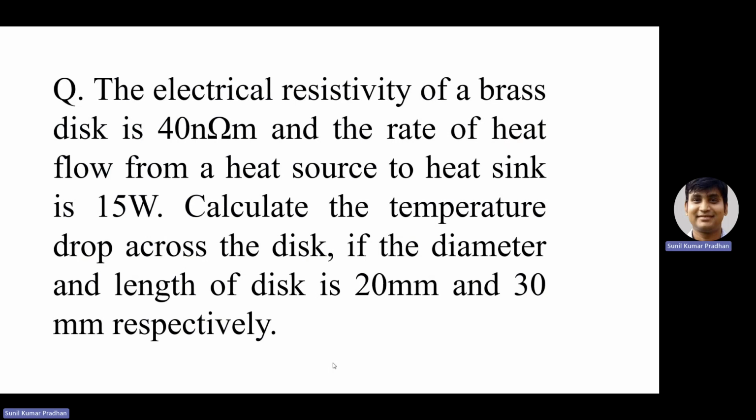The third question is here: the electrical resistivity of a brass disc is 40 nano ohm meter. Okay, that is the electrical resistivity. And the rate of heat flow from a heat source to the heat sink is 15 watt. Now the question is to calculate the temperature drop across the disk if the diameter and length of the disk are 20 millimeter and 30 millimeter respectively.